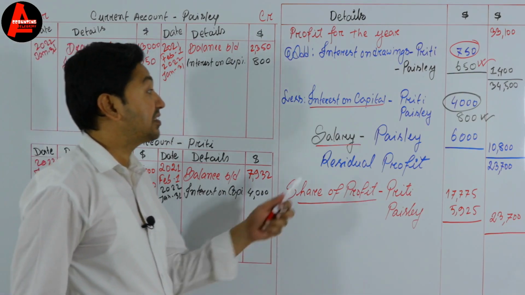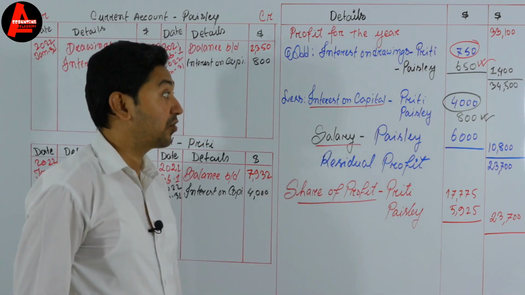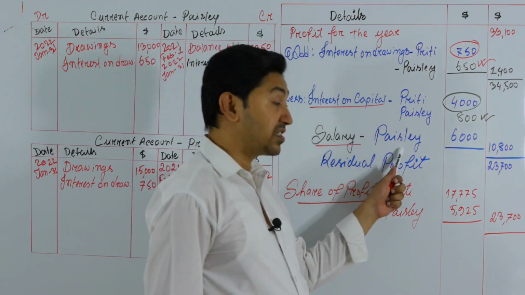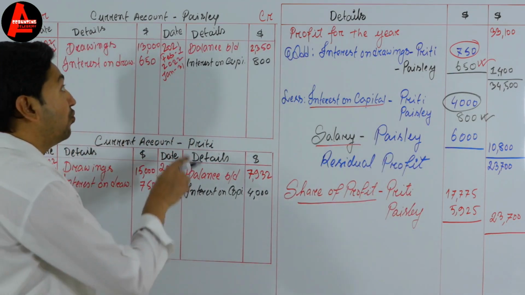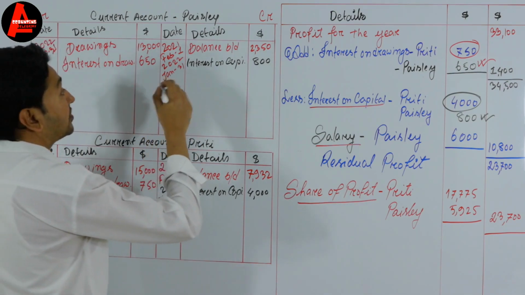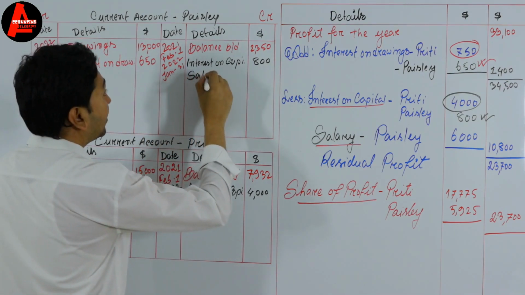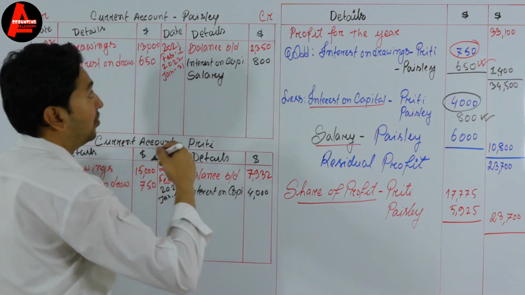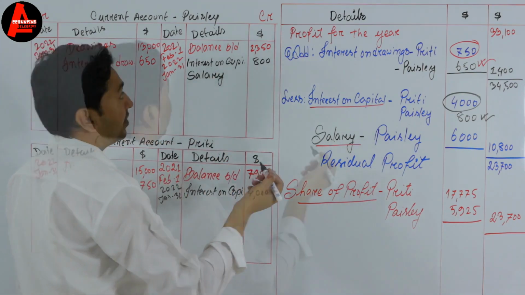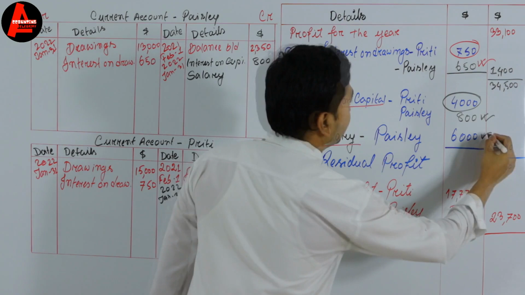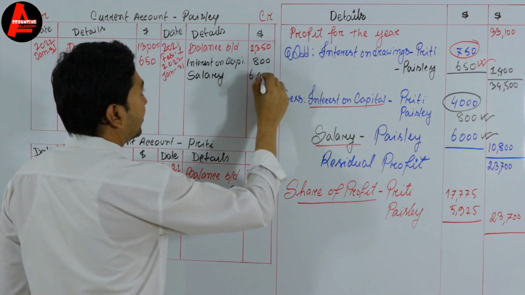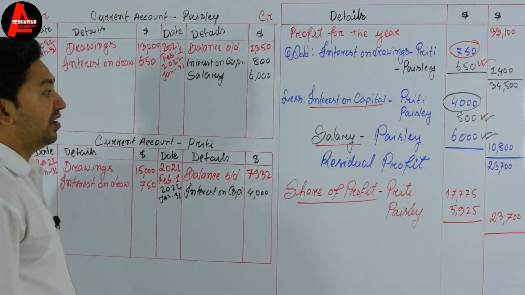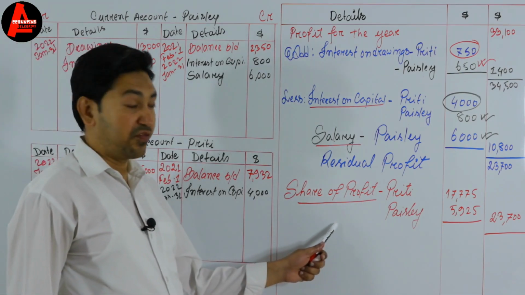Then we have here salary. Salary is not for Pretty, it is for Presley only, $6,000. So we will not write anything here for Pretty. On the same date, let us write salary, and the amount is $6,000.